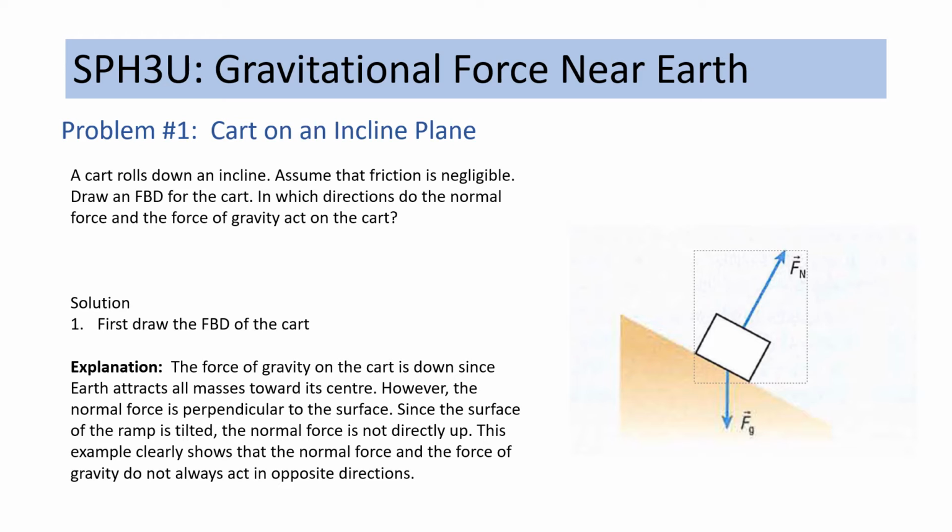The normal force is perpendicular to the surface. Since the surface of the ramp is tilted, the normal force is not directly up. This example clearly shows that the normal force and the force of gravity do not always act in opposite directions.